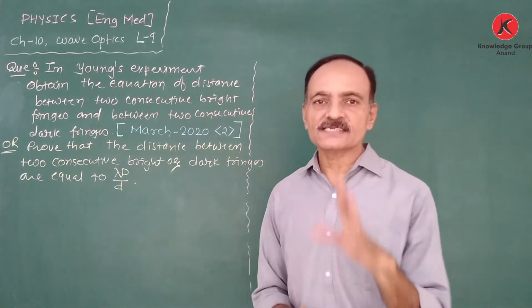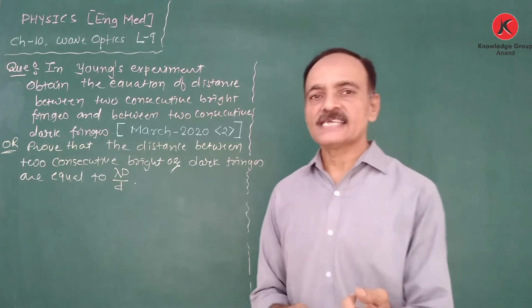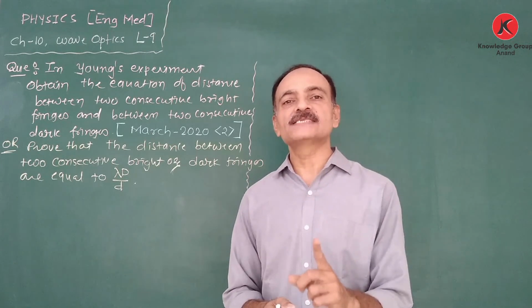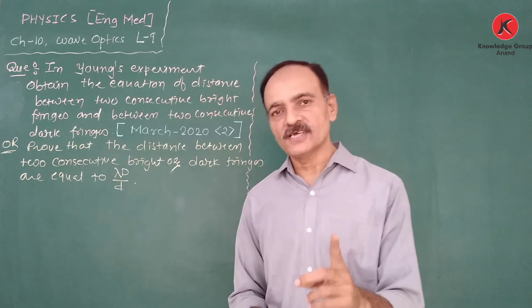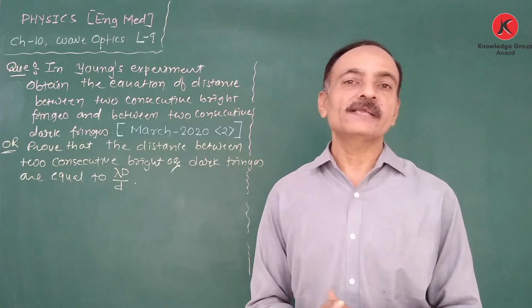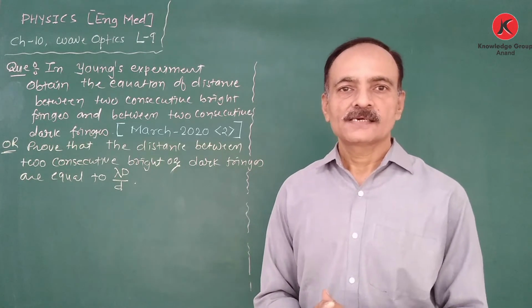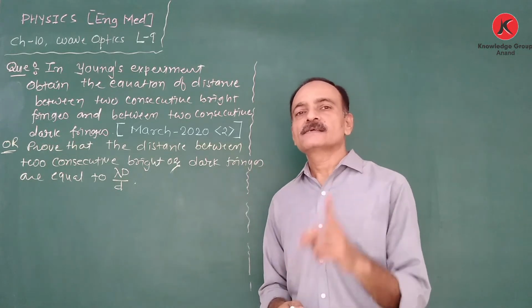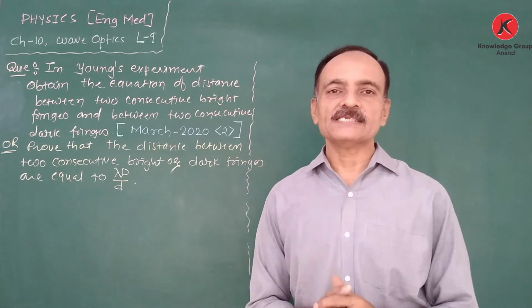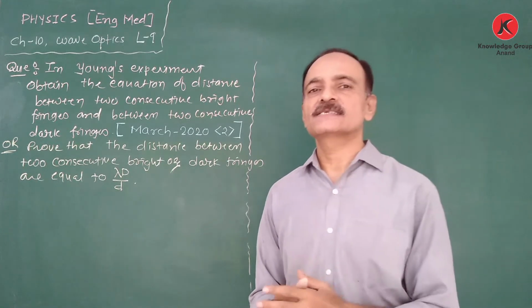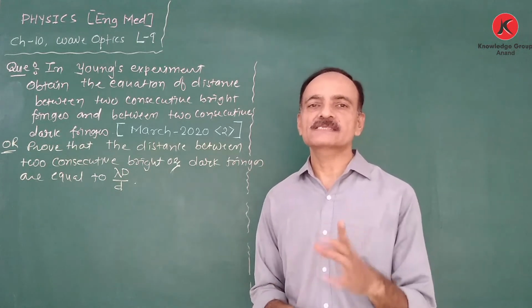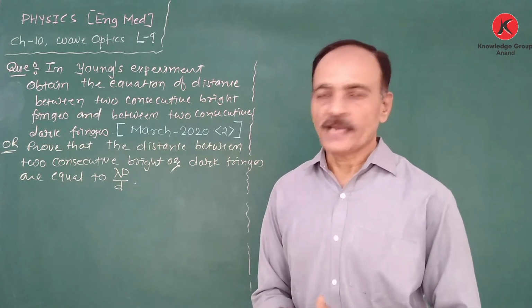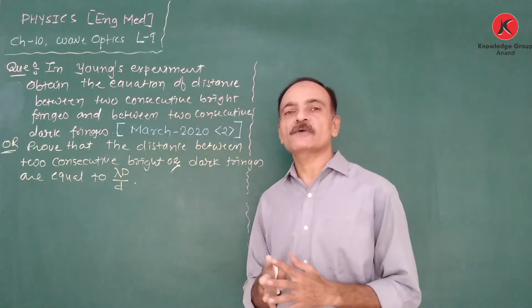And if the path difference xd upon D is equal to the path difference for destructive interference, then at that point destructive interference takes place and the intensity of the fringes is minimum, that means zero. Now, today we are going to discuss the following.